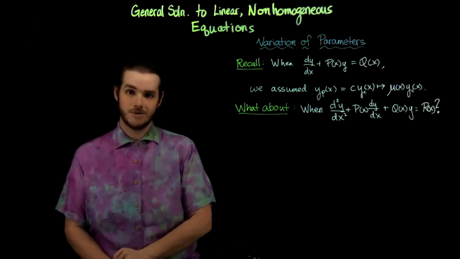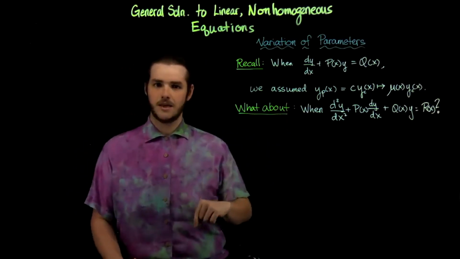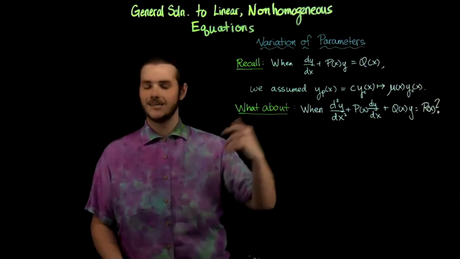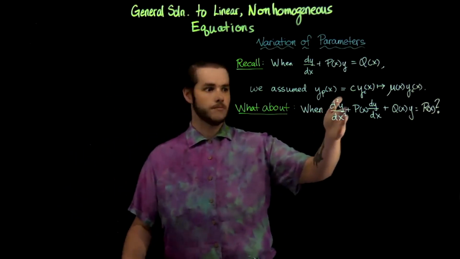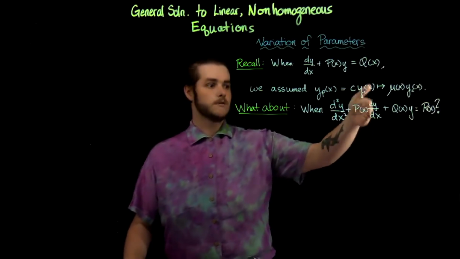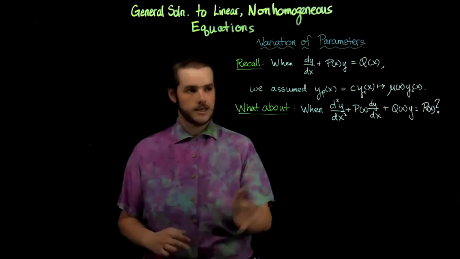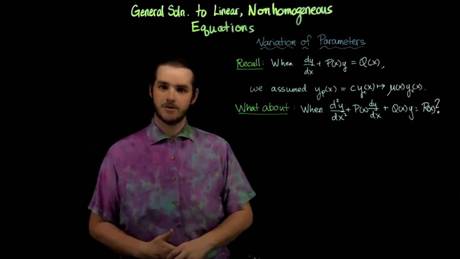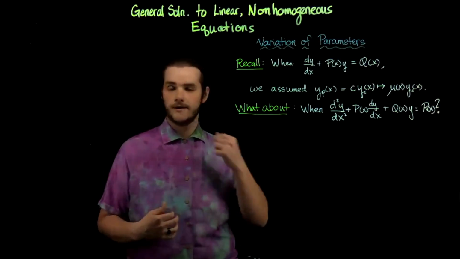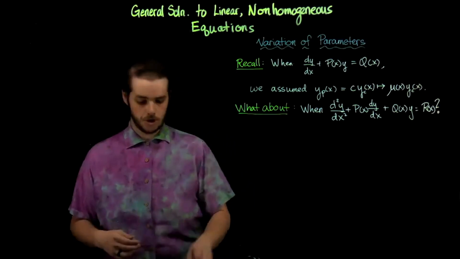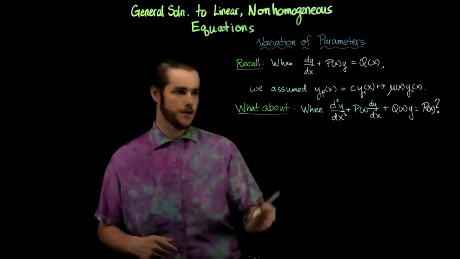I can still write them in standard form. It's just rather than making sure the first derivative has a coefficient of 1, I make sure the highest derivative has a coefficient of 1. So I've got this d²y/dx² plus some function of x times dy/dx plus some function of x times y equals some function of x. And previously we assumed that the particular solution would just look like some multiple of the complementary solution, not constant multiple. We're going to do the same thing here.